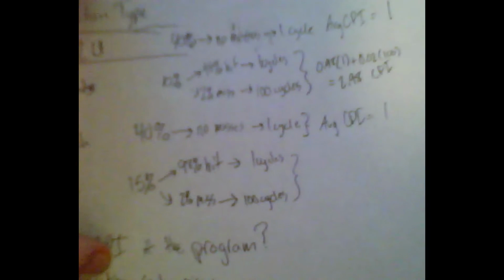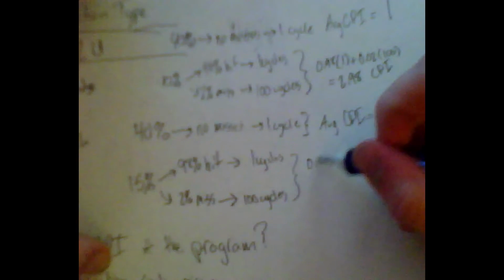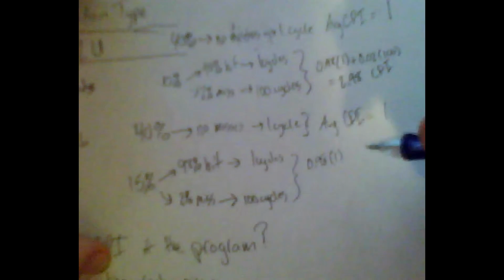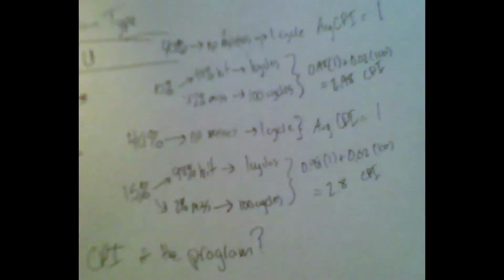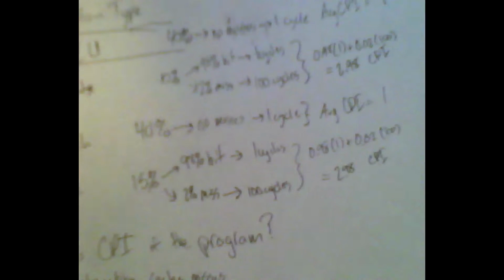Now this CPI is what? We got 0.98 again for 98% times one cycle, plus 0.02 times 100 cycles. This is going to give me the same answer as loads, 2.98 CPI. So now you're at this point, and what we want to do is take these CPIs and multiply them by their respective percentages in regards to how much each instruction type is actually active.